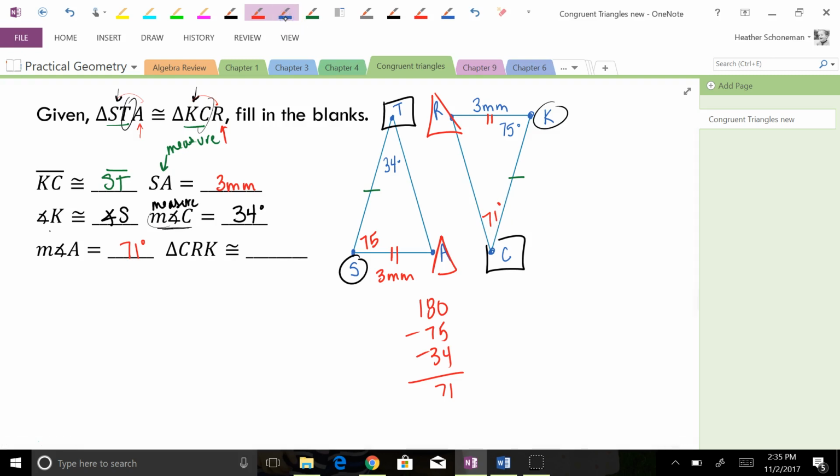Alright, last thing, it wants us to write a congruent statement. So it took what it had and wrote it a different way. So they did CRK. So they did middle, last, first. So in this one, we got to do middle, which would be T, and then last, which would be A, and then first, which is S. So it all matches up. If that was confusing, look at your picture. Oh, I put some wrong information here. I totally confused you. C was 34, right? I don't know why I put 71 in there. So C is 34.